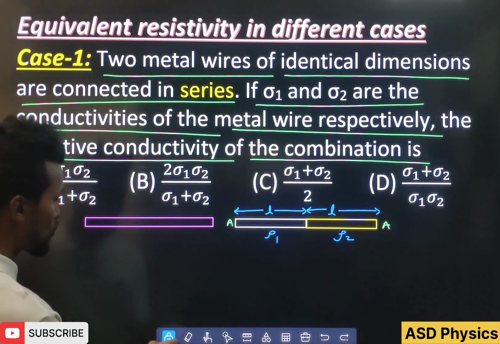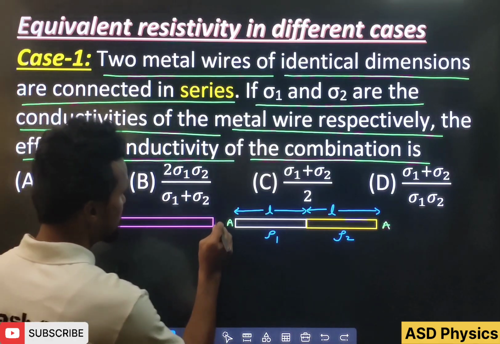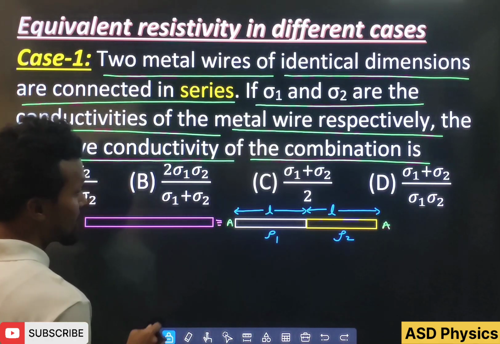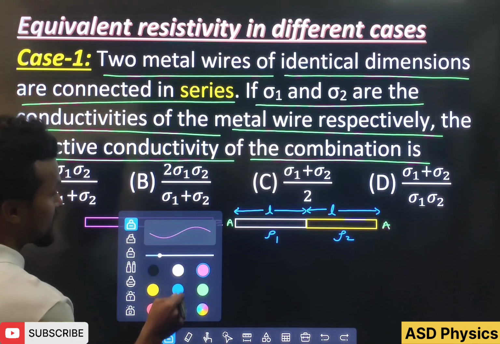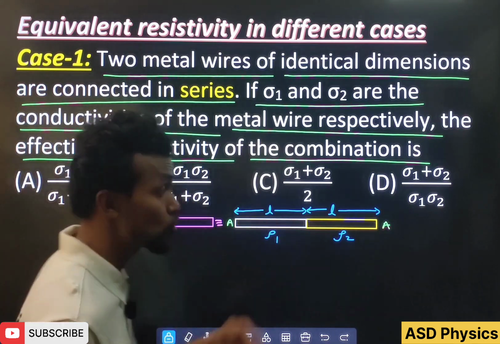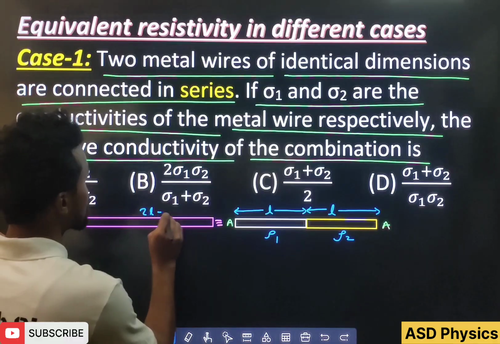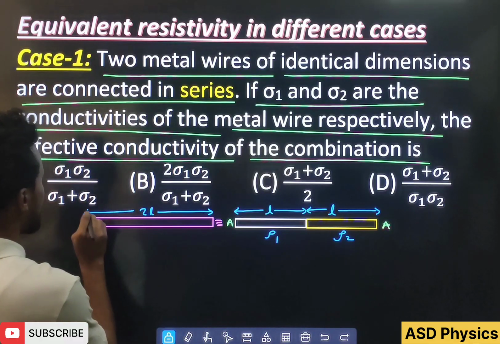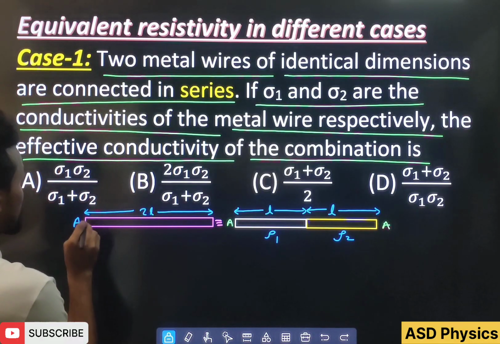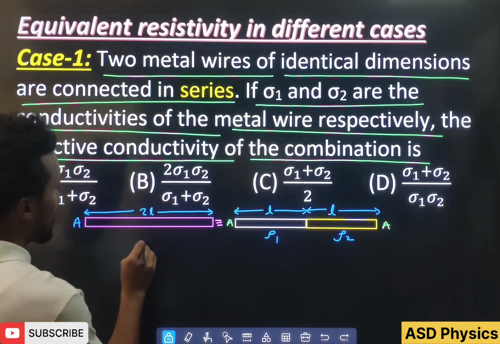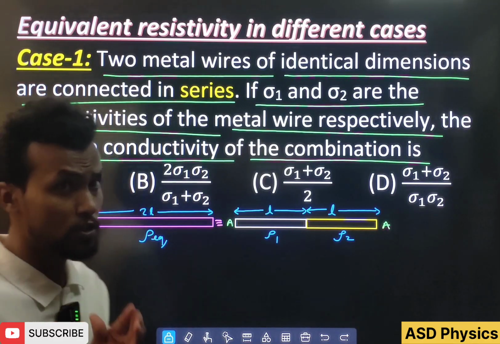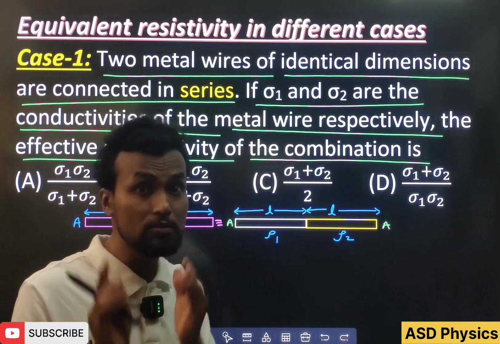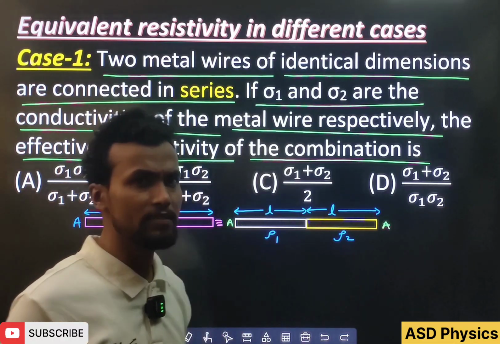So when we draw the equivalent, we are going to get the equivalent conductor. Students, in this equivalent conductor the length will be the same, 2L. So remember that this length will be 2L, and the area of cross section will be A. Here I have taken the equivalent resistivity as rho equivalent. So remember that the dimension of the equivalent conductor will be similar to the given conductors.